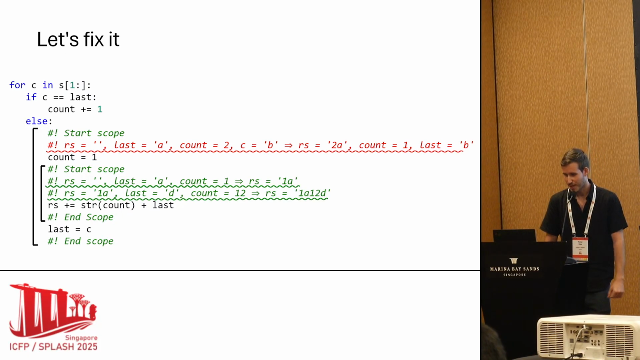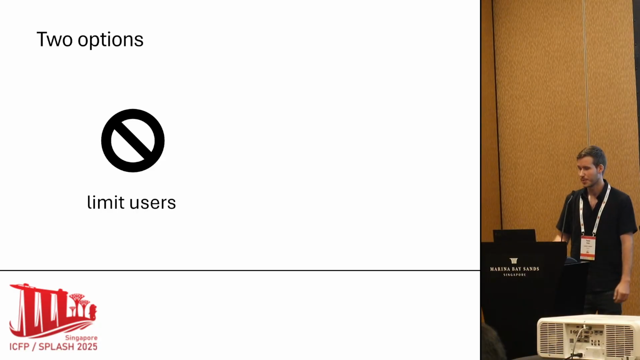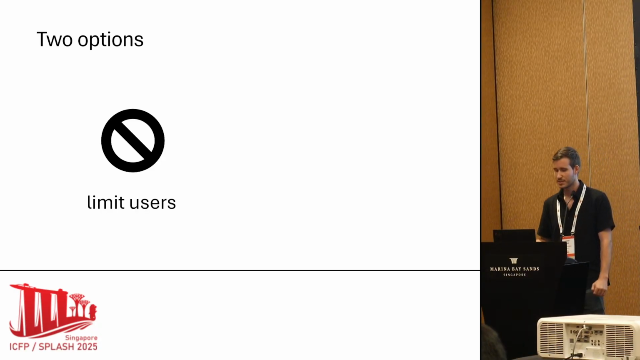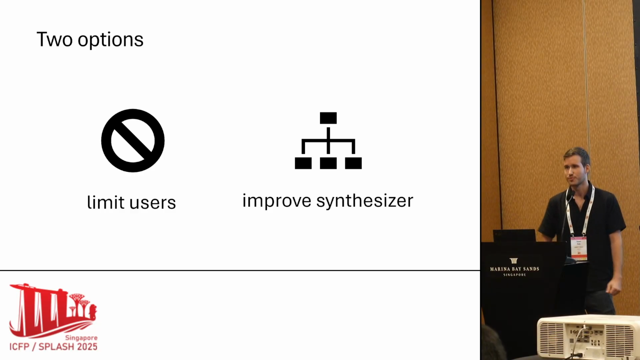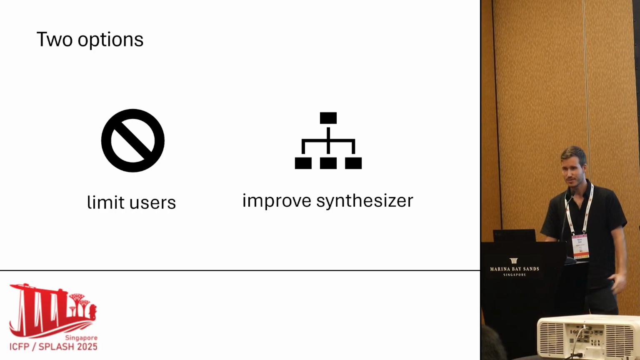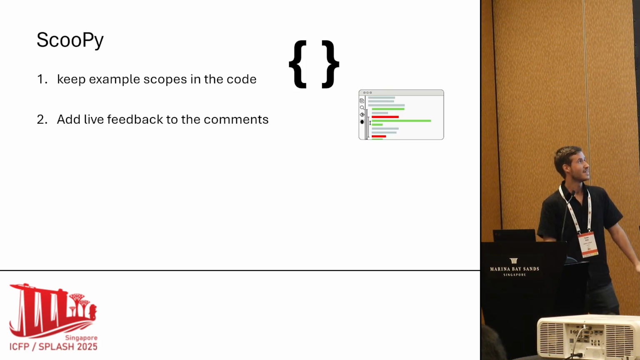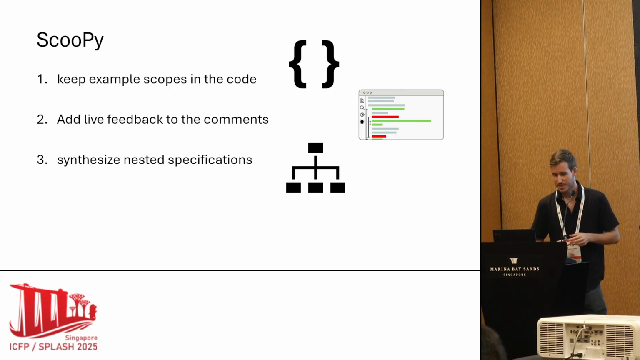At this point, we had 2 options. One option is to limit the user and not allow it to synthesize inside of an existing example scope, so no nesting could be created and no problems. And another option was to improve the synthesizer and make it take into account those nestings. So as you may guess, this is the reason I'm standing here. We chose the second option. And like I said before, we start by keeping the example scopes in the code and add some live feedback to them. But we also propose a new synthesis algorithm that takes into account nested examples.